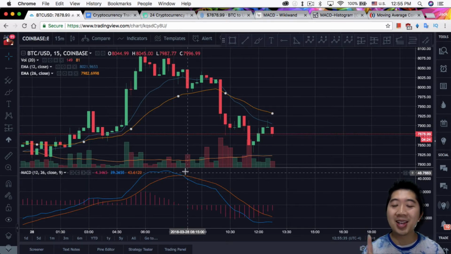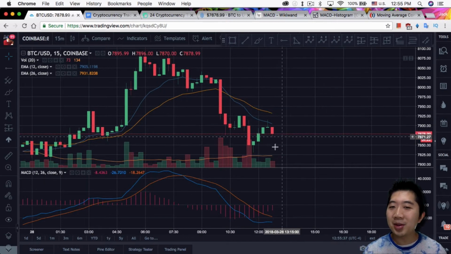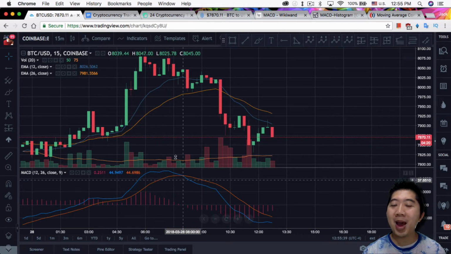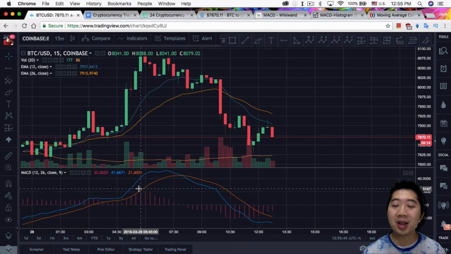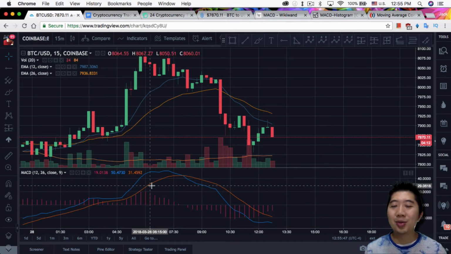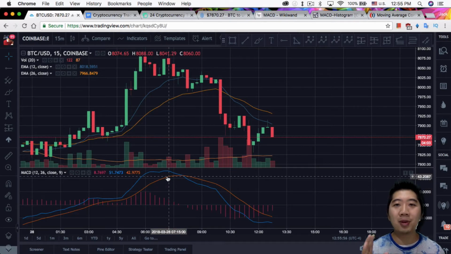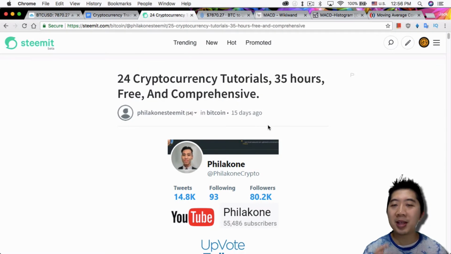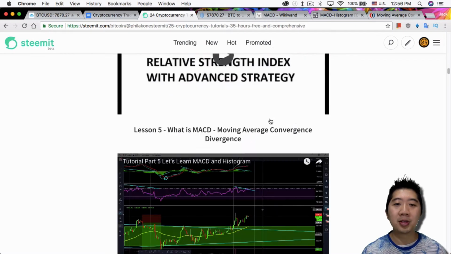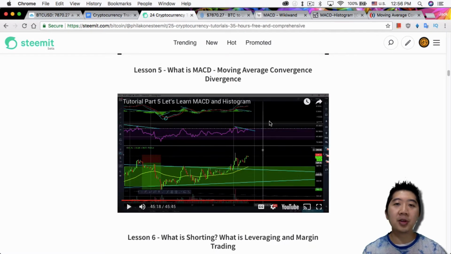But wait a second. If you look at it more closely, do these two even match? It doesn't. These EMA lines don't match these two lines. So what the heck's going on? I originally learned about using the MACD from DataDash, but both DataDash and Philicon haven't really explained it in their videos. This is the most recent video that I watched from Philicon, but I just want to make sure I explain this to you guys first.